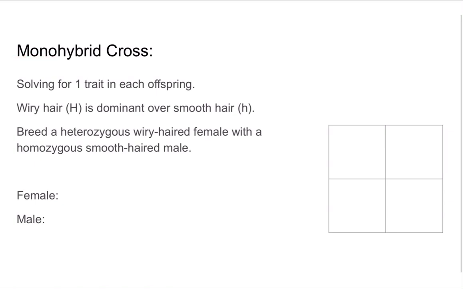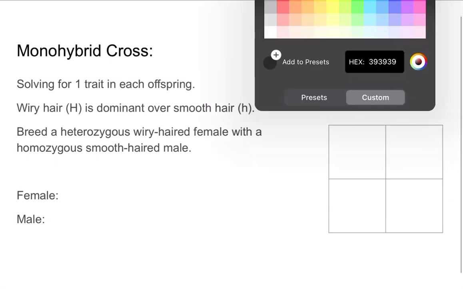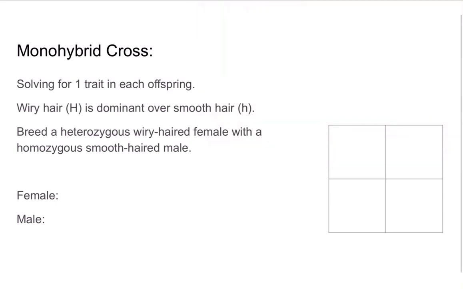So let's suppose a wiry hair is dominant over a smooth hair, and you're going to breed a heterozygous wiry-haired female with a homozygous smooth-haired male. So first off, we're going to write what each parent is going to look like. If we have a heterozygous female, it's going to be a big H, little h. And if we have a homozygous smooth-haired, it's going to be a little h, little h.